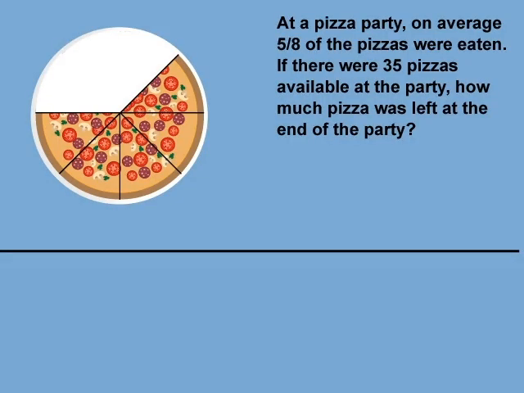Let's look at a final example. At a pizza party, on average, 5/8 of the pizzas were eaten. If there were 35 pizzas available at the party, how much pizza was left at the end of the party? What's shown in the illustration isn't the amount of pizza left, but the average amount of pizza eaten. The amount left is 1 minus this amount.